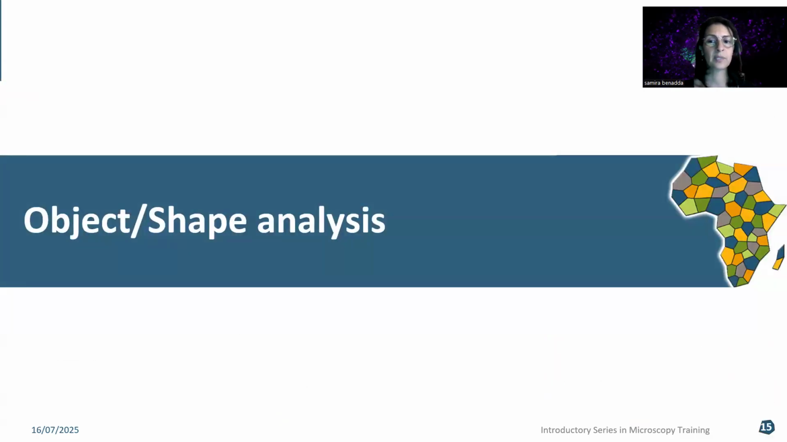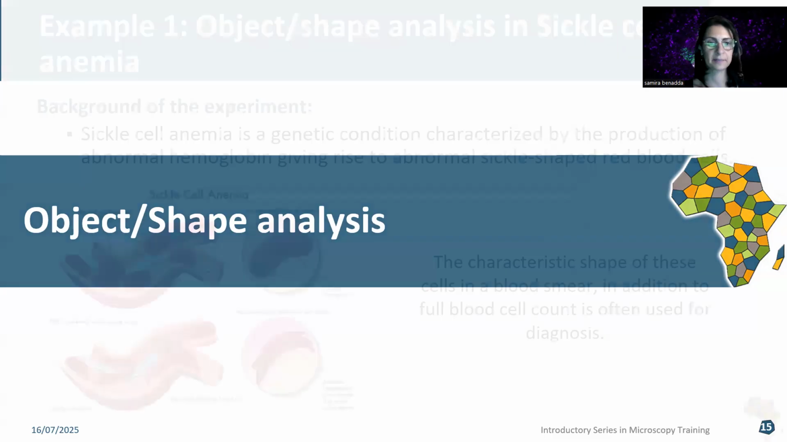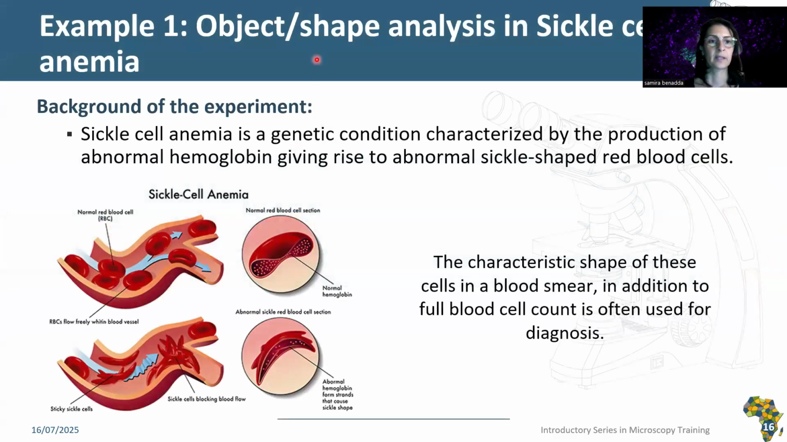Let's look at another example, object shape analysis. So now this is an example of sickle cell disease. Sickle cell disease is a genetic blood disorder that is inherited from parents to children. Babies are born with sickle cell disease when they inherit two abnormal genes. They inherit one from each parent. A baby who inherits one abnormal gene from one parent is a carrier. They will have the sickle cell trait.